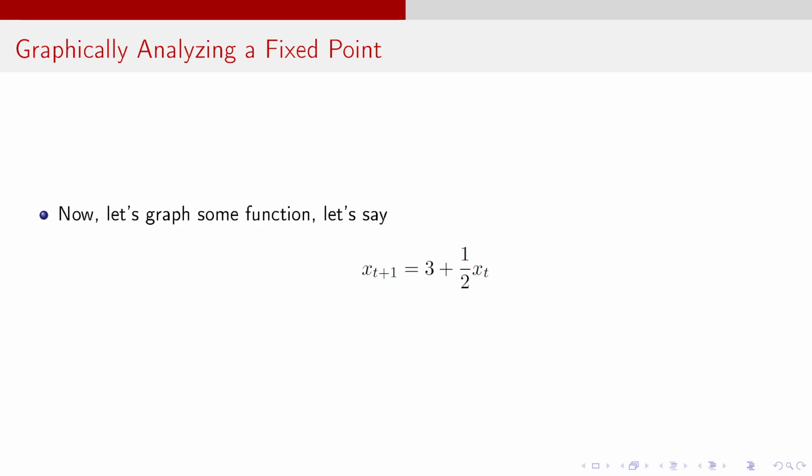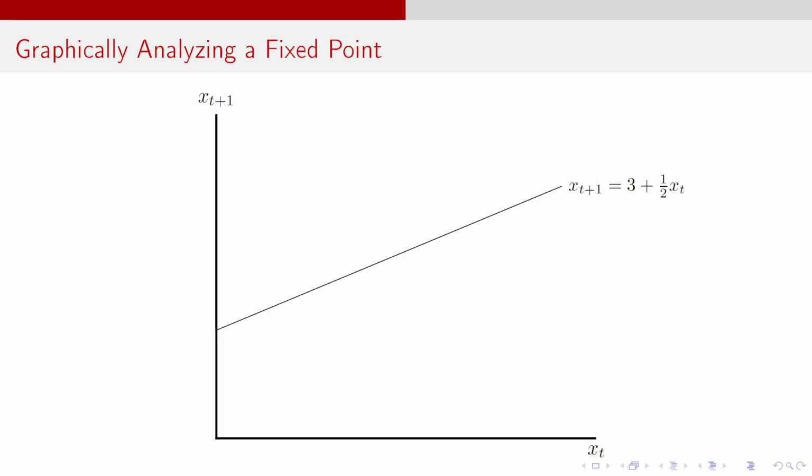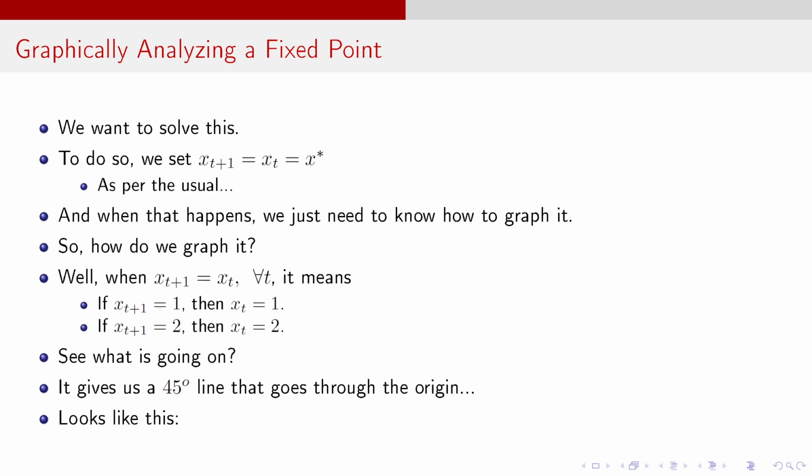Okay. Now let's graph this function. Let's say we're going to graph that xt plus 1 equals 3 plus 1 half xt. All right, graph that. Cool. Intercept is 3. 1 half is the slope. So there we go. That's just the function. Now we want to solve this, right? We want to find what that fixed point is.